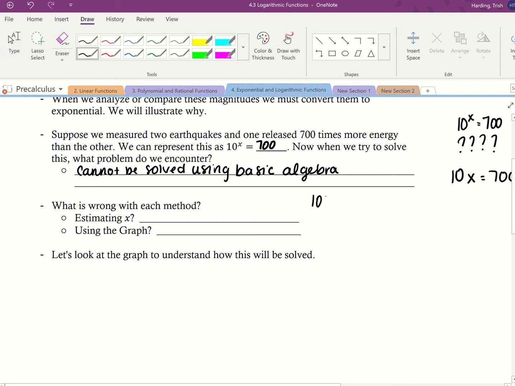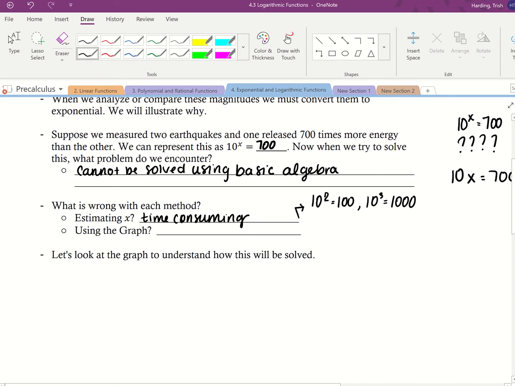Well, notice that 10 squared is 100. 10 to the third power is 1,000. So 700 is obviously somewhere between 10 squared and 10 cubed. The problem with using this method to estimate x is that it's time consuming, and you probably will never get the correct answer down to the decimal point.